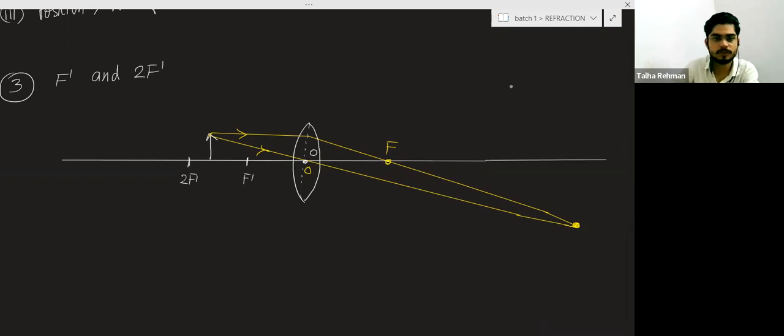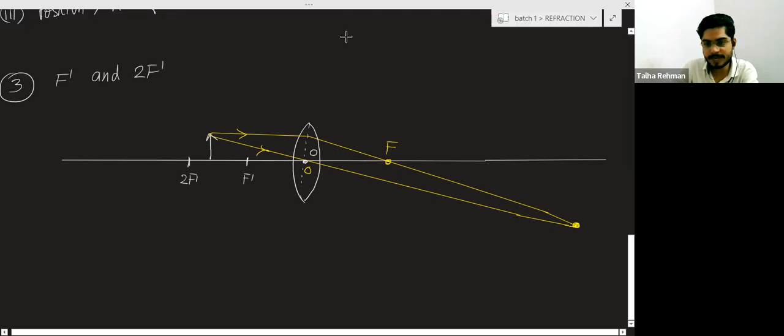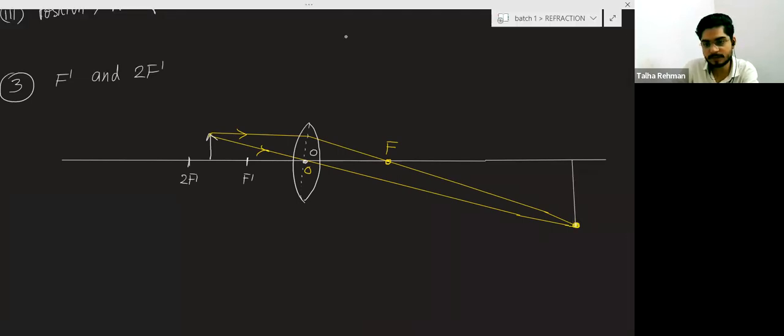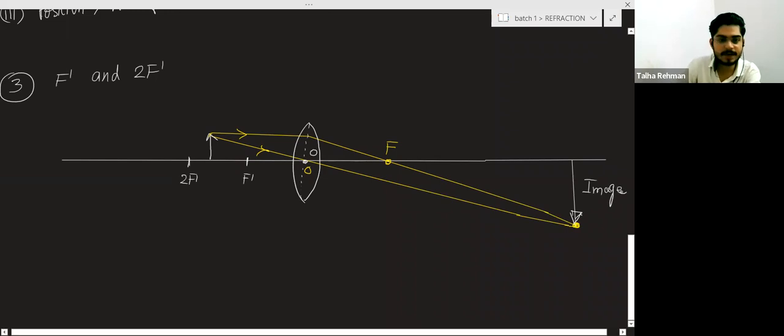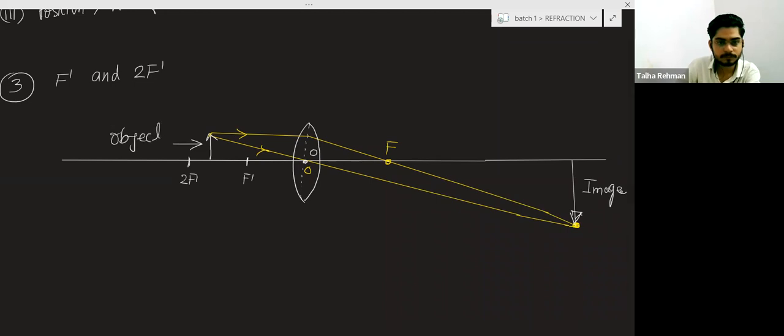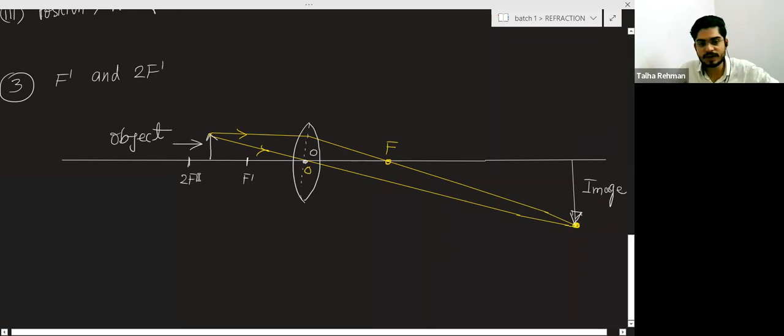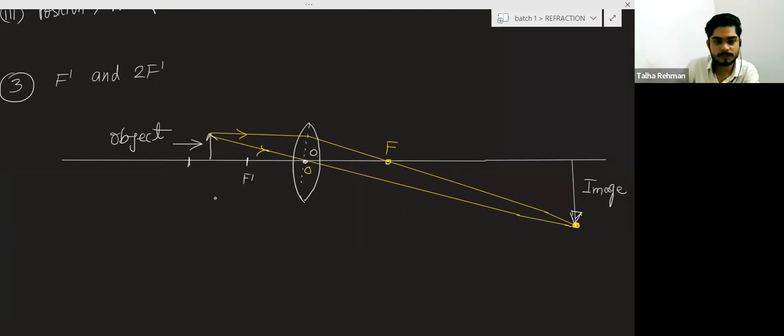Okay, so we will get our image like this. This is our image, and this is our object. The object is in between f dash and 2f dash. This is f dash and this is 2f dash.